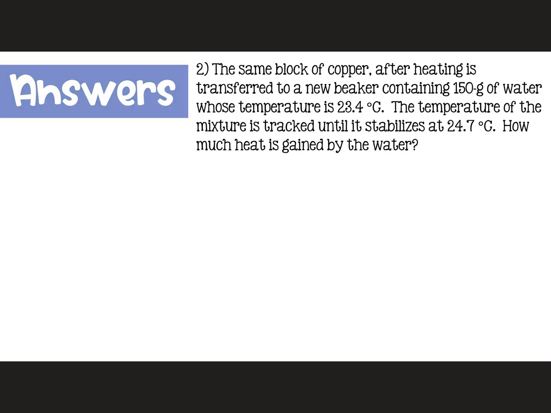In problem 2, the same block of copper, after heating, is transferred to a new beaker containing 150 grams of water, whose temperature is 23.4 degrees Celsius. The temperature of the mixture is tracked until it stabilizes at 24.7 degrees Celsius. How much heat is gained by the water? Well, once again, we're looking at a temperature change, and we want to calculate heat, so we're going to use Q equals mc delta T.